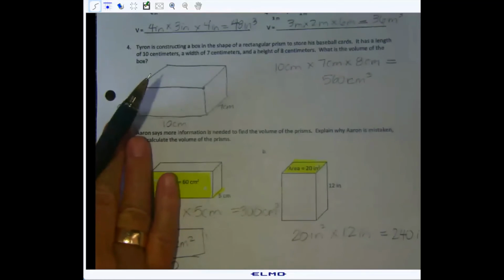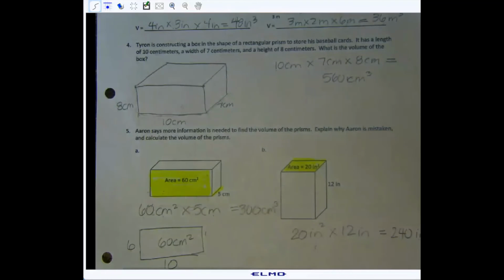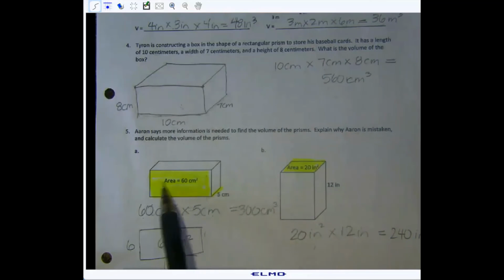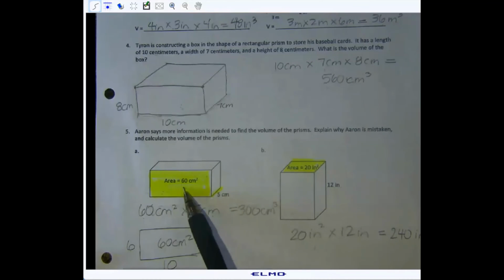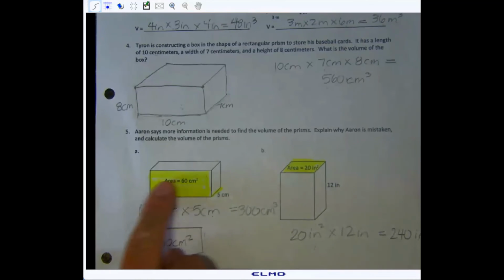Okay, now this number 5 is very interesting. Aaron says more information is needed to find the volume of the 2 prisms. Explain why Aaron is mistaken and calculate the volume of the prisms. So what information are they giving us? They're just giving us the area of this yellow face as well as the width of the box. So they did not give us the length and they did not give us the height. What they gave us was the area. But you guys know how area of that rectangle is calculated.